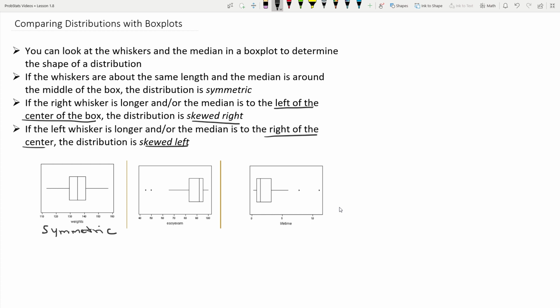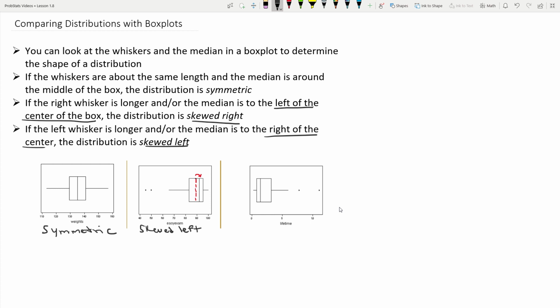Now for the middle graph, notice that the center of the box is here. So this is the center of the box, and the median is to the right of the center, which means that it would be skewed to the left, and also the left whisker is longer as well. So this is skewed left.